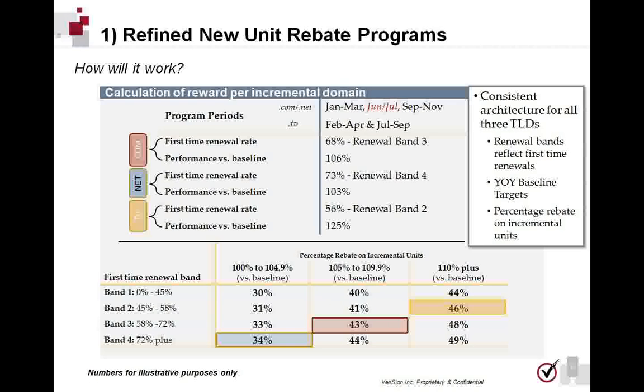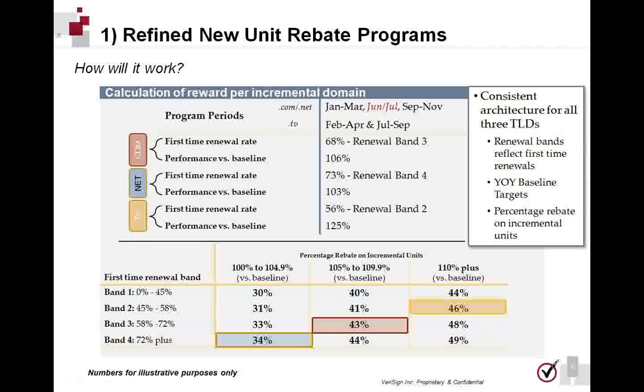for .com. For .net, you have a renewal band percentage rate of 73%, which means renewal band 4. Performance versus baseline is 103%, and this means that this registrar is eligible for a 34% rebate credit on all new units over their baseline for .net. And then finally for .tv, the first-time renewal rate 56%, which means renewal band 2, and they've achieved 125% performance versus baseline, which means this registrar is eligible for a 46% discount on each .tv incremental unit over their baseline.